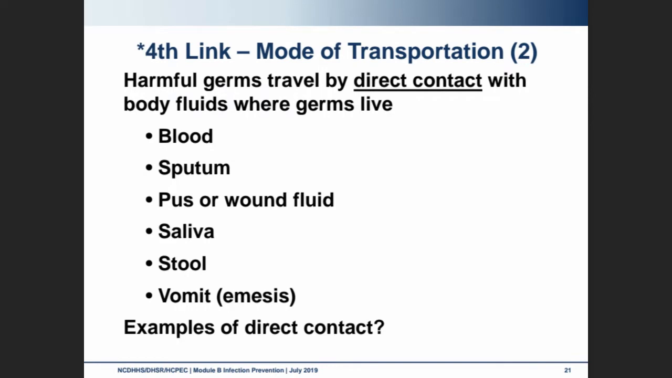So like I mentioned, one way harmful germs travel is by direct contact with body fluids where germs live, such as blood, sputum or mucus, pus or wound drainage, saliva, stool, vomit. And there are different ways that we can be exposed to this. Needle stick, so if you accidentally get stuck with a needle that has another person's blood on it. Contact directly with skin when someone has a rash or a cut or a scratch. If body fluids splash into our mucous membranes, which is our mouth or our eyes, for example.